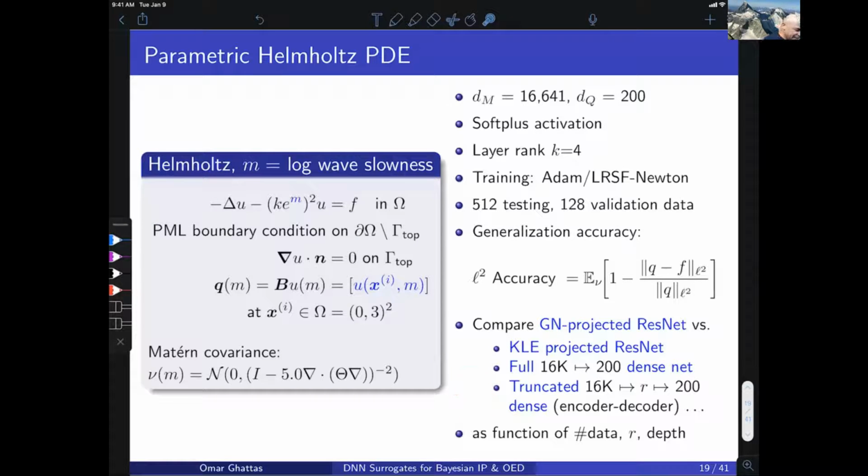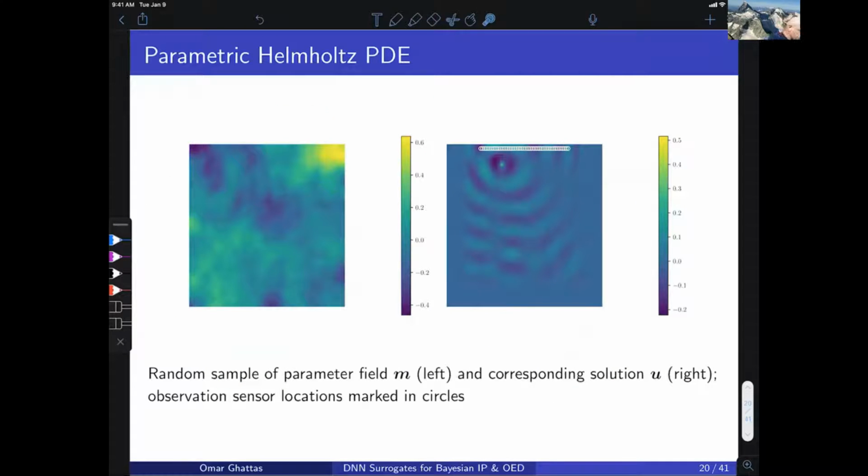Let's see. And then of course, it's a Helmholtz equation. We're inverting for the log wave slowness. That's the M field. That's the, not the wave velocity, but the wave slowness. So it's a field, and we have some boundary conditions and free surface and PML boundary conditions, and we use a Matérn covariance to represent the prior parameter distribution. This is just a sample of the prior, and this shows a typical wave field. So it's not a high frequency problem. You can see certain half a dozen wavelengths, and these are the observation locations here.